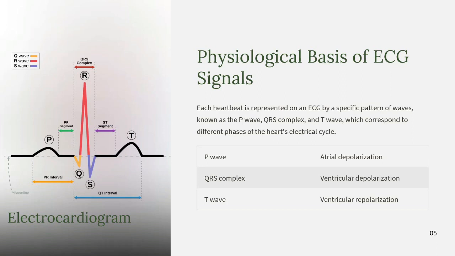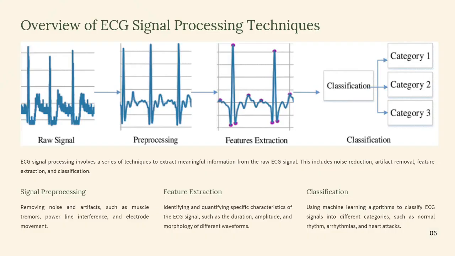Here you can see different segments and intervals. The main difference between a segment and an interval is that the segment starts from the end of a wave, and the interval starts from the beginning of the wave. You can see here the PR interval and PR segment. Accordingly, there are other segments and intervals also.